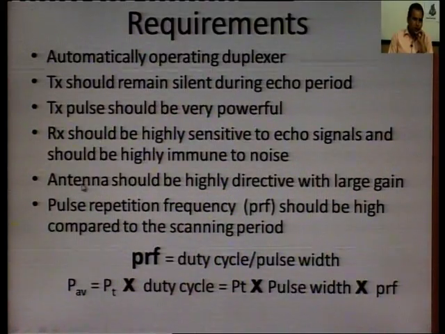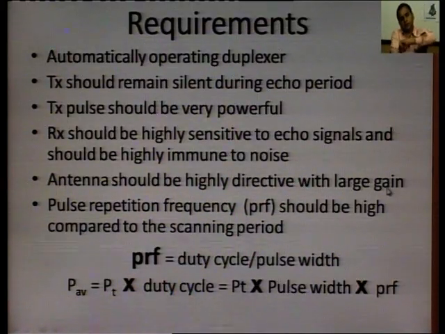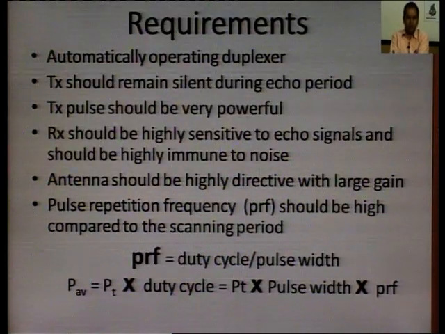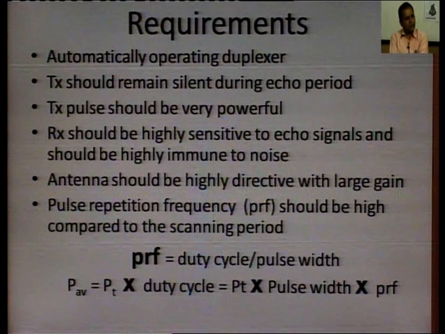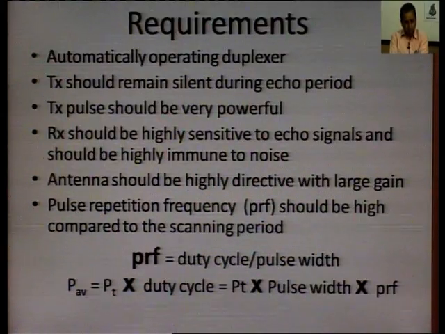Next is, antenna should be highly directive with large gain. This is also one of the prerequisites, a very important requirement of the system. Gain means the directivity of the antenna should be more, and highly directive means when the signal is being transmitted, it should be transmitted in the direction of the target only. The maximum effort should be there that it is directed towards the target and does not get reflected otherwise.